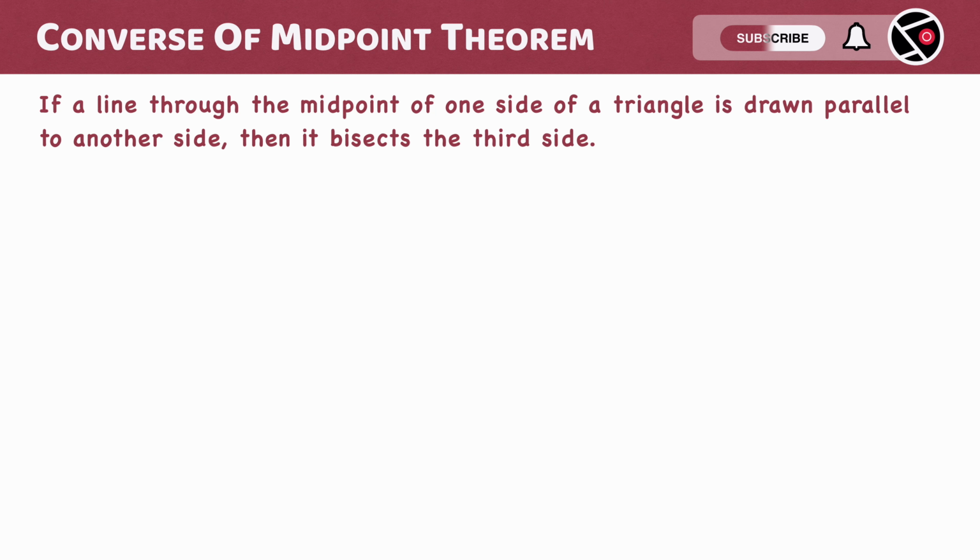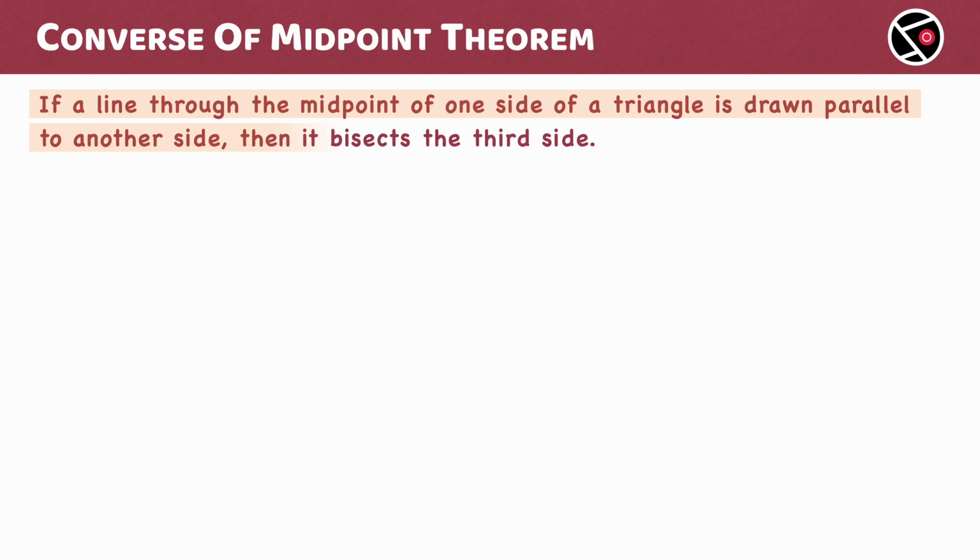In this lesson, we'll prove the converse of the midpoint theorem. If a line through the midpoint of one side of a triangle is drawn parallel to another side, then it bisects the third side. So, what do we have?